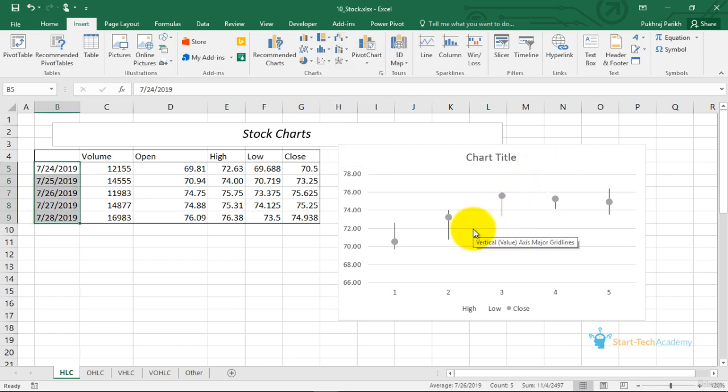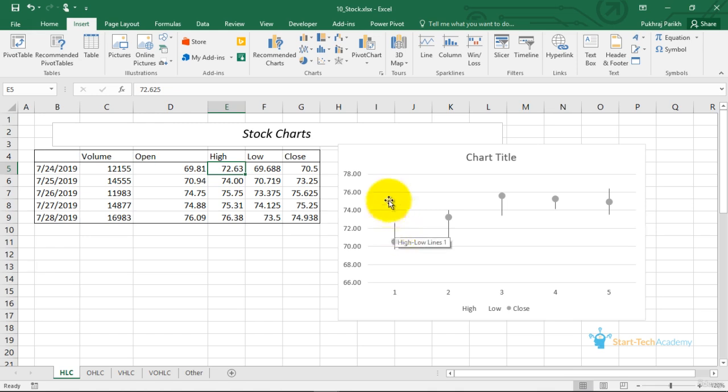As you can see in this chart, there are 3 things for each data point: the high, low and close value. So if you look at the first point of the x-axis, we have the lowest point given by the bottom end of the line, which is nearly 69.688. We have the highest point given by the other end of the line, which is nearly 72.63. And we have the closing value depicted by this marker. This chart is giving us only 3 values: high value, low value and close value. That is why it is known as high, low, close stock chart.